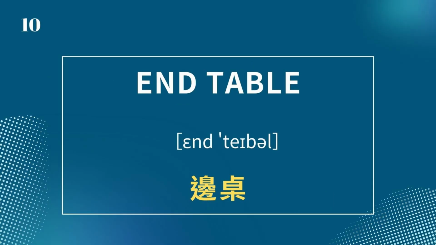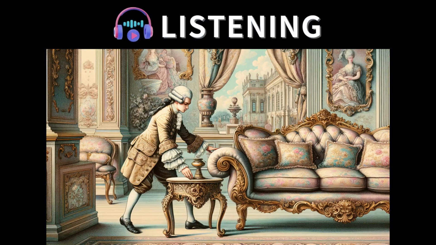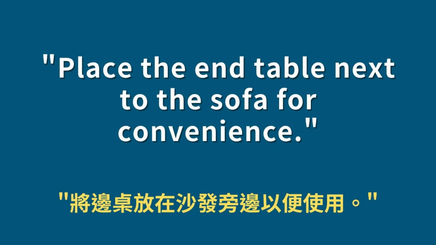End table. 边桌. Place the end table next to the sofa for convenience. 将边桌放在沙发旁边以便使用.